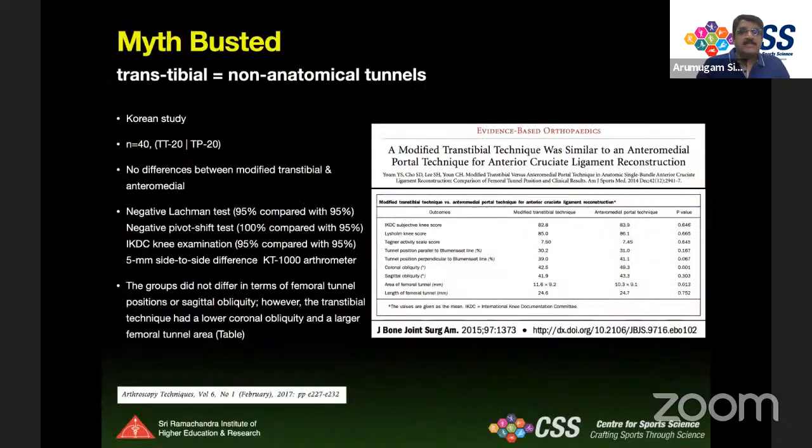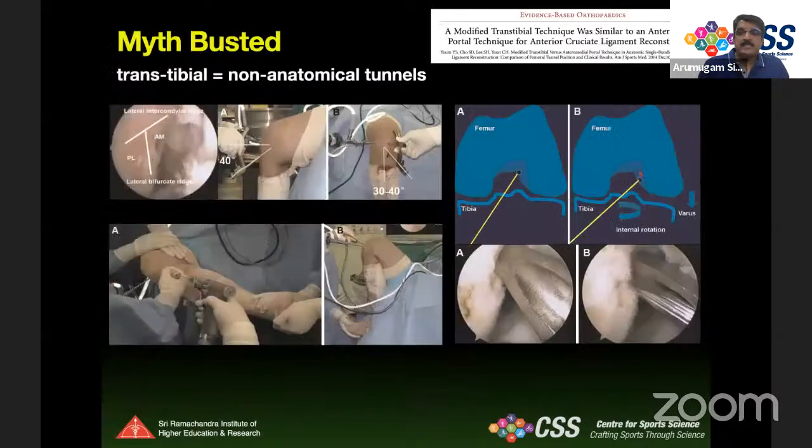So, another myth busted: the transtibial is non-anatomical. So we use this technique. This paper was published in about 2016 by a Korean study. They compared transtibial and transportal, 20 each, and they didn't find any difference. How they made the transtibial is, once you make the tibial tunnel, they internally rotate the tibia and also make a varus so that they get this low point, and they can use the femoral guide inferior and down, not facing anteriorly, going into the 12 o'clock position.